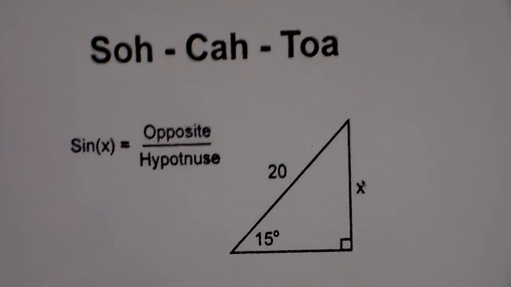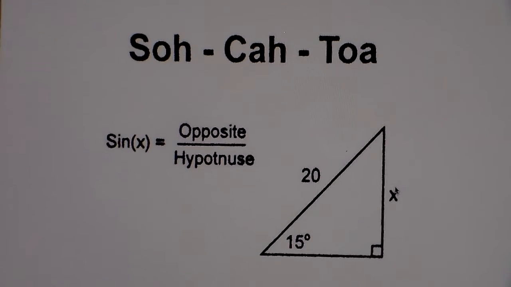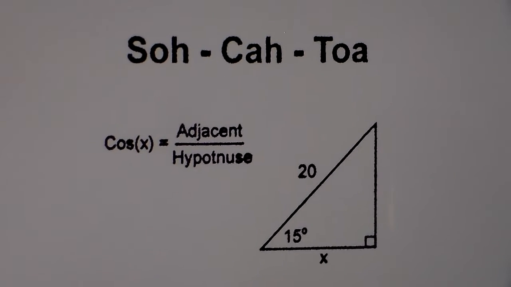Let's try another one. Let's try it with cosine. So cosine is adjacent over hypotenuse. This is, of course, by the reference angle of 15. So x is in the adjacent spot. 20 is in the hypotenuse spot. So it's x over 20. You multiply by 20 to both sides. So we got 20 times cosine of 15 degrees. And now find us this x length.